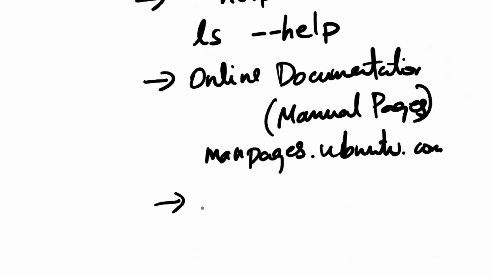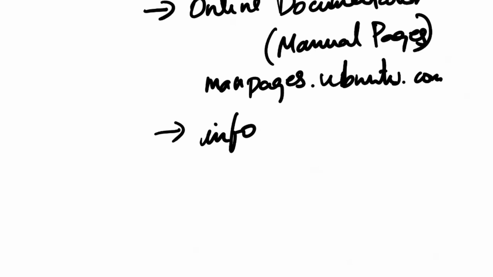Next, some commands like info provide documentation in a different format compared to man pages. You can access this information using the info command followed by the command name. For example, to access the info documentation of the ls command, you can use info space ls.